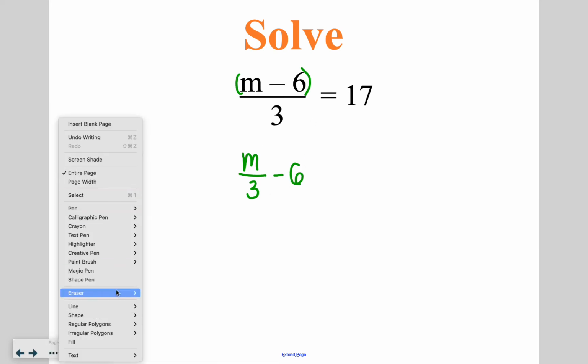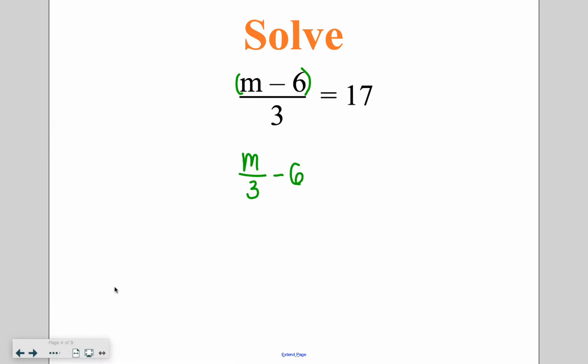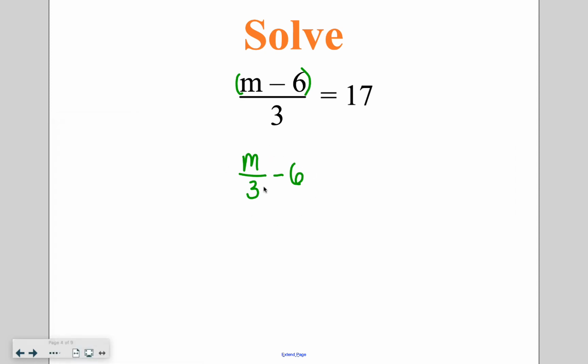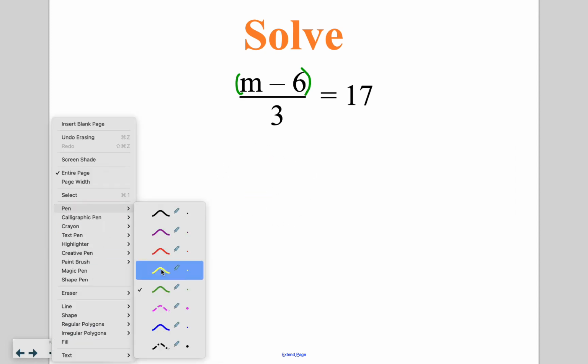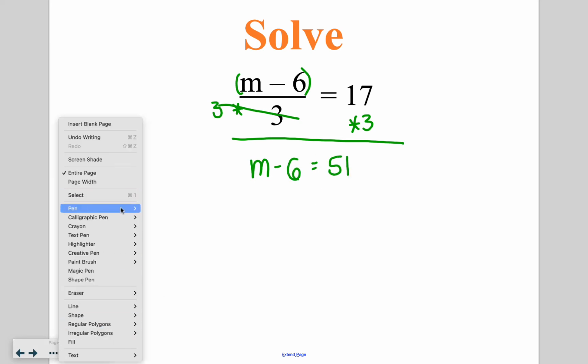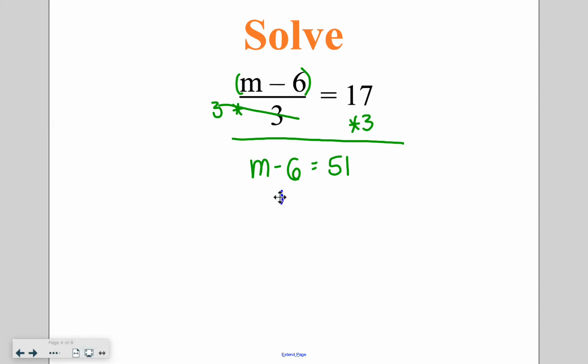So, given the problem that we had, we want to eliminate the 3 first from our equation. So we're going to do that by multiplying to get rid of the division, both sides of the equation, by 3. So when I multiply, that gets rid of my denominator, and I have m minus 6 is equal to 51. Then I can just go ahead and get rid of my subtraction by adding on both sides, and I get an answer of m is equal to 57.